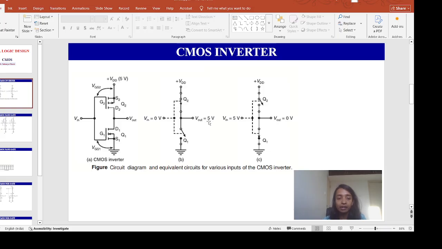Output will be high. Now, when input voltage is 5 volt, you are applying a high input voltage. What will happen? VGS2 will be 0 volt, and VGS1 will be plus 5 volt. So Q2 will be off and Q1 will be on. This condition has been shown in this figure C.